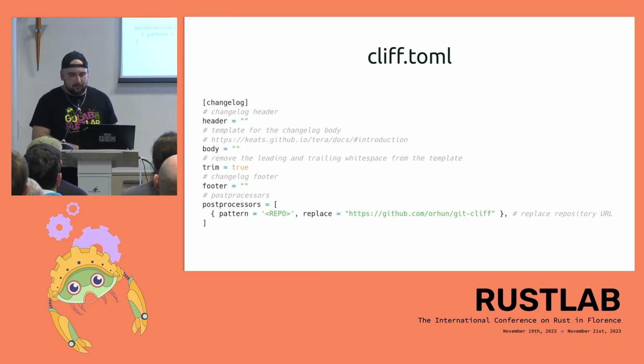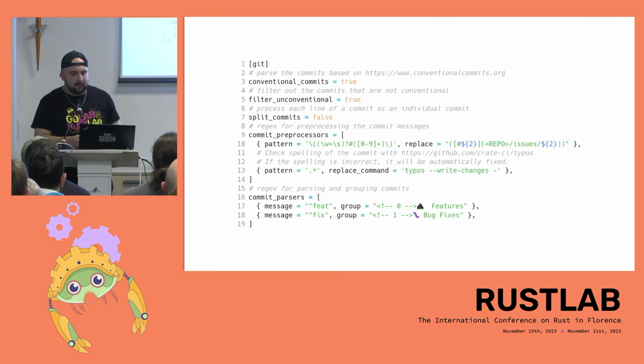In the cliff.toml file, there are two sections. One of them is changelog, and it contains the body, which is the template, and other information. You can also have postprocessors, which are used to manipulate the changelog after you generate it. In this case, it's replacing a pattern with the actual repo URL. The other section is git, and this section is mostly related to your commits.